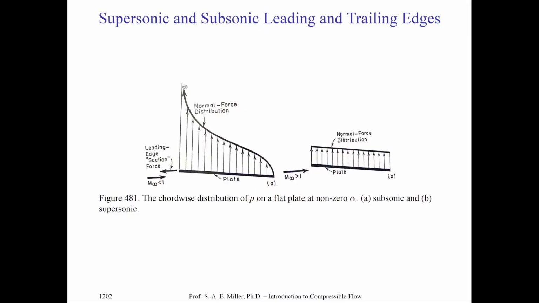Let's illustrate these points from what I just mentioned in the following figure, 481 of the slide deck. Here we see a chord-wise distribution of static pressure on a flat plate at non-zero angle of attack alpha, in the subsonic case on the upper left and the supersonic case on the upper right. Here's the supersonic case and here's the subsonic case relative to M infinity. This is the normal force distribution on the plate, according to the assumptions we laid out and the earlier assumptions in this class.